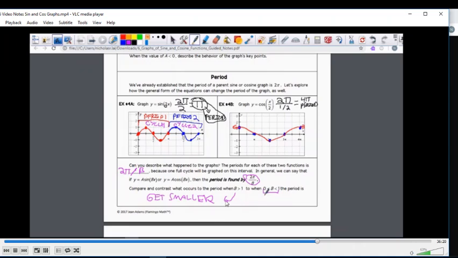So when b is greater than 1, think about dividing by a number larger than 1, it will cause a horizontal compression, causing the period to get smaller. When b is a fraction, dividing by a fraction is going to allow your period to get larger. So that's a horizontal compression, a horizontal shrink. This is a horizontal stretch.